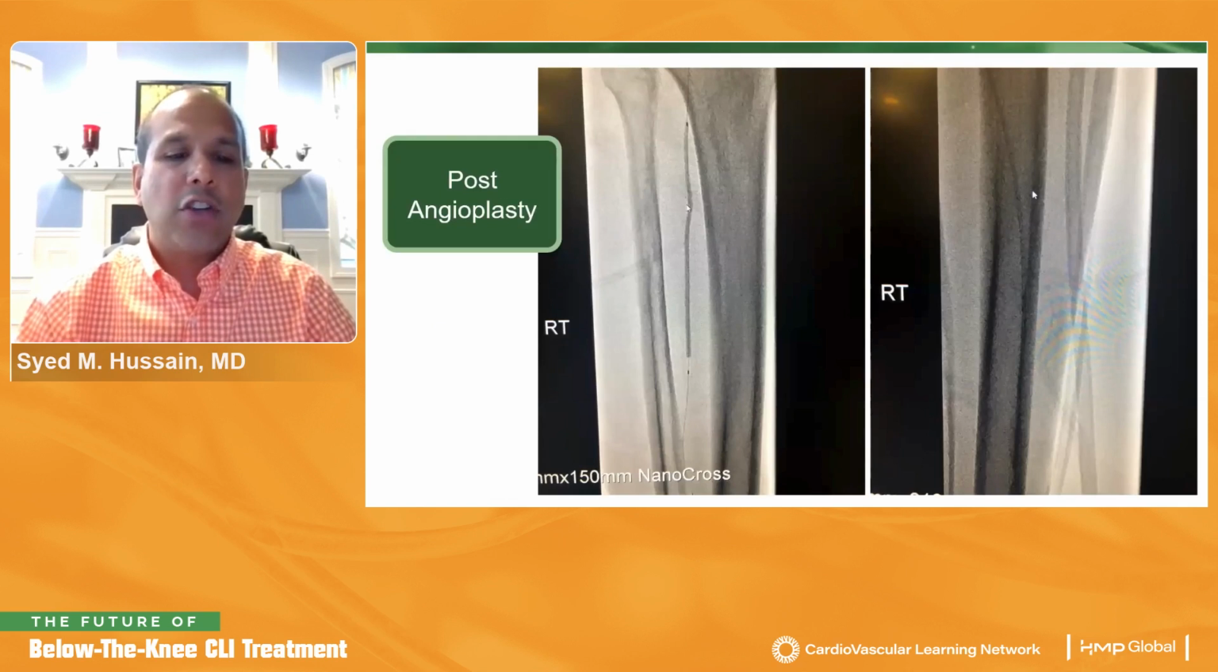Afterwards, I did a balloon angioplasty using a Nanocross balloon, both the posterior tibial and the peroneal blood vessels. So on the left side, you can see we did an angioplasty of the peroneal artery, and then we did an angioplasty of the entire posterior tibial artery as well.